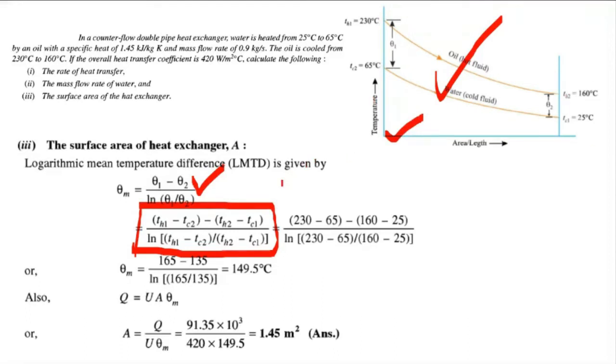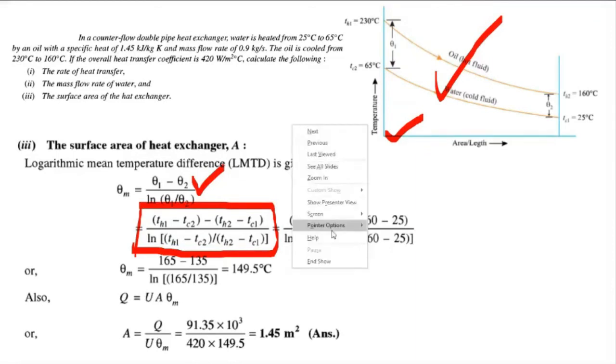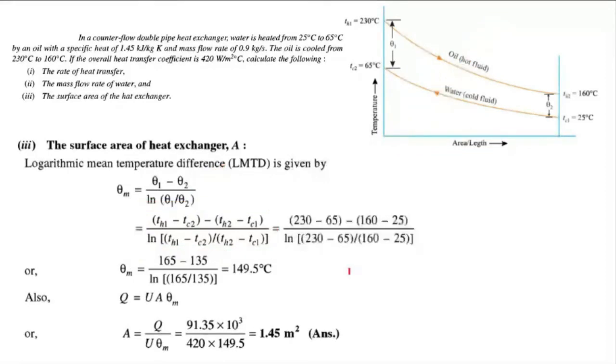Any doubt in this part? Anyone? No, sir. Okay. So once we determine this LMTD value, once we determine theta m, we can substitute the value of theta m in this expression. So Q value is known, U value is given to us, and theta m value we have determined. So we can find the value of area from this particular equation. And area is 1.45 meters square. Any doubt in this question? Anyone?